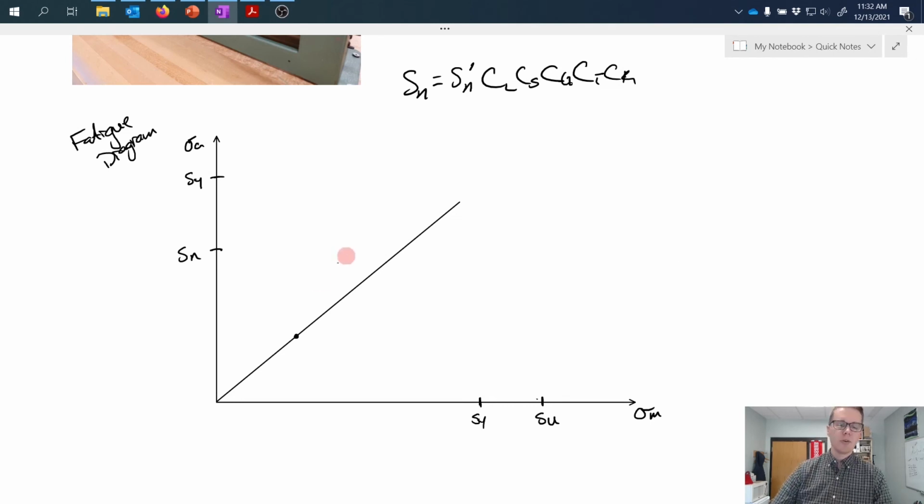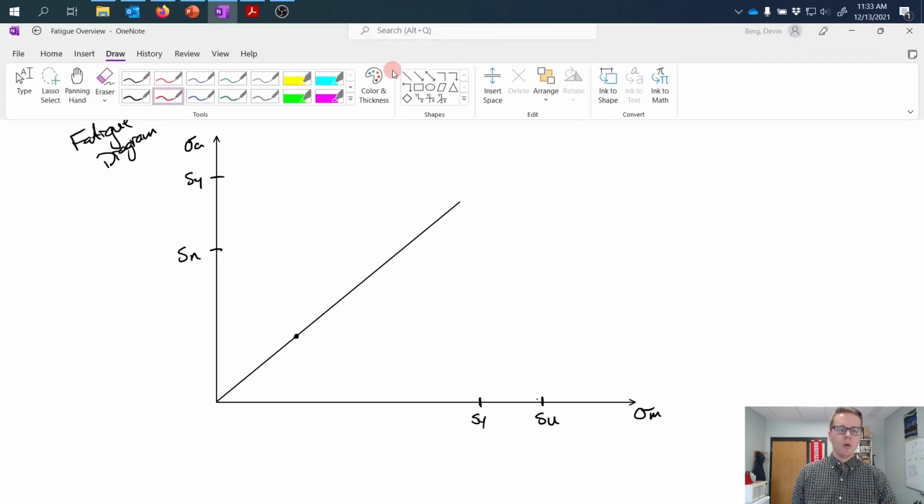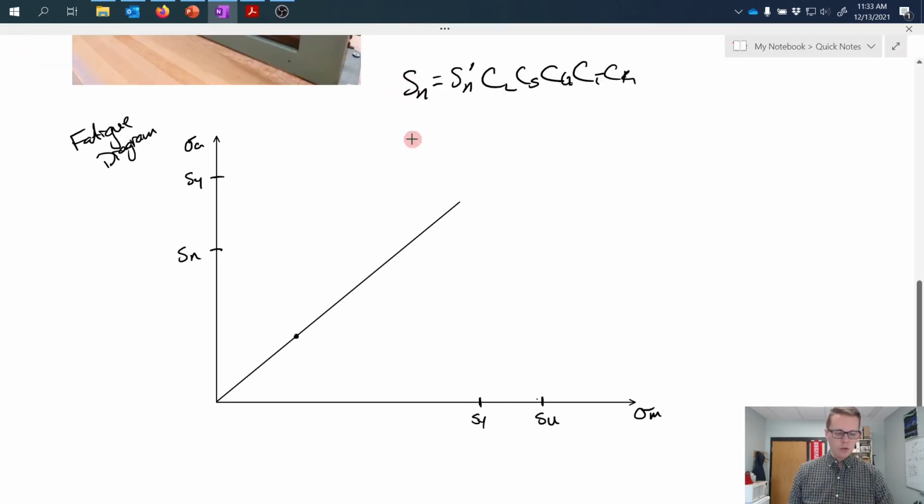So if I increase the load on my component, I would expect this dot to move out along the line. If I decrease the load on my component, I would expect this dot to move in towards the origin. So then what are my limits? Now, that of course depends a little bit on what theory you subscribe to, but one common option would include the Goodman line as an example.